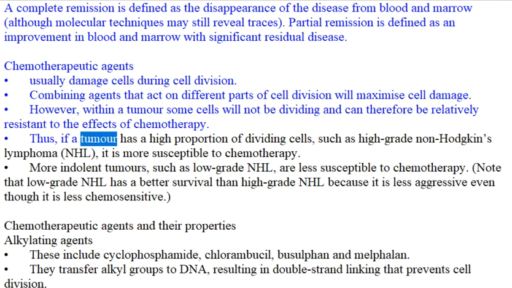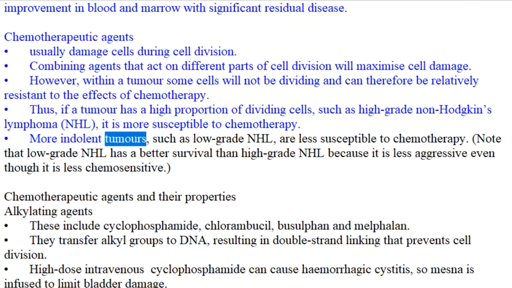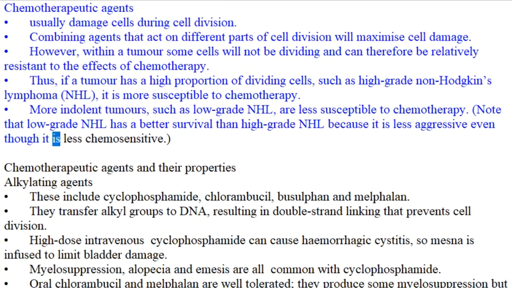Thus, if a tumor has a high proportion of dividing cells, such as high-grade non-Hodgkin's lymphoma, NHL, it is more susceptible to chemotherapy. More indolent tumors, such as low-grade NHL, are less susceptible to chemotherapy. Note that low-grade NHL has a better survival than high-grade NHL because it is less aggressive even though it is less chemosensitive.